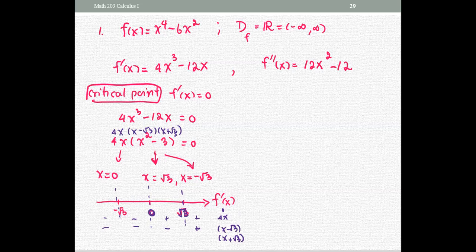Another factor, x plus square root 3. My reference point is negative square root 3 now. Any number greater than negative square root 3 will make that factor positive. The left side of that number, or any number lower than negative square root 3, will give me a negative sign. So what I'm finding is the sign of f prime, which is the product of these three factors. I just look at the sign: positive times positive times positive, so the right end interval is going to be a plus sign here.